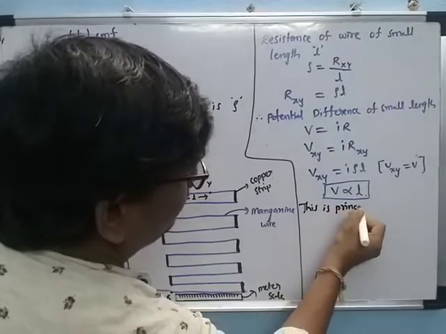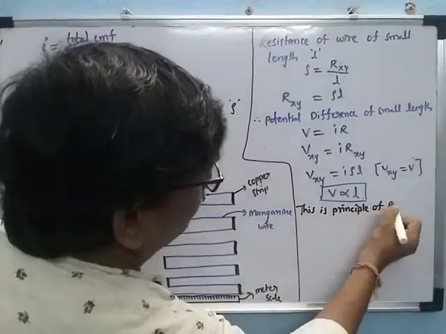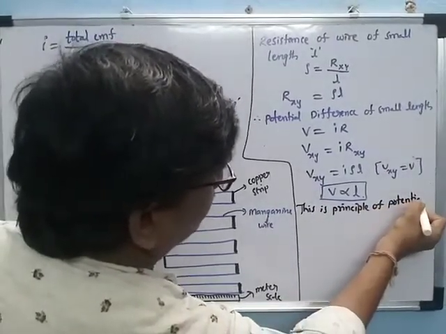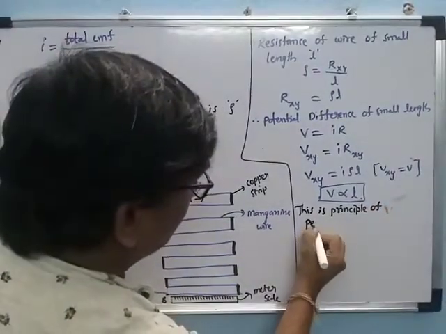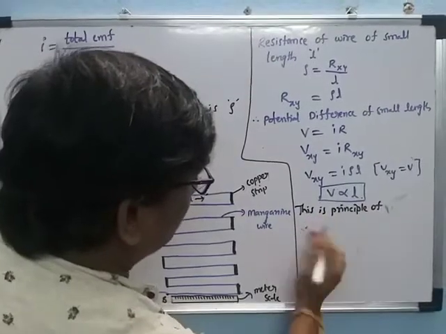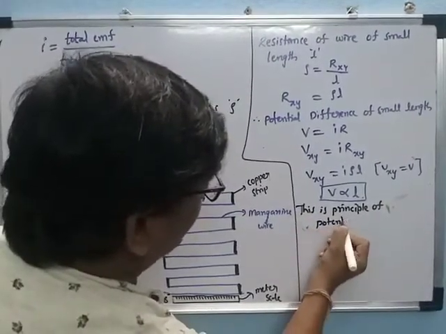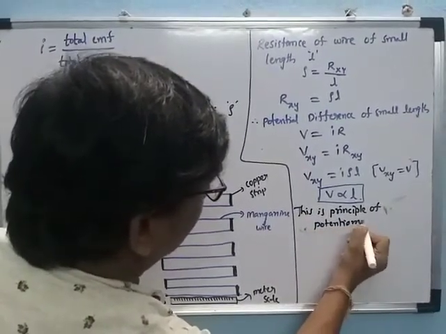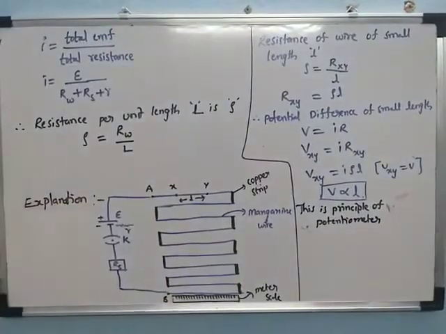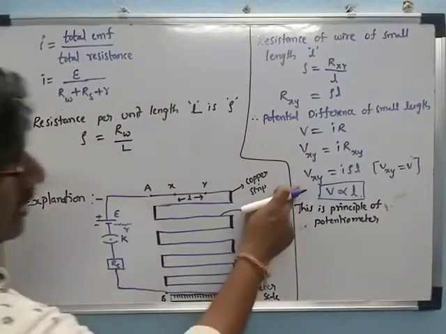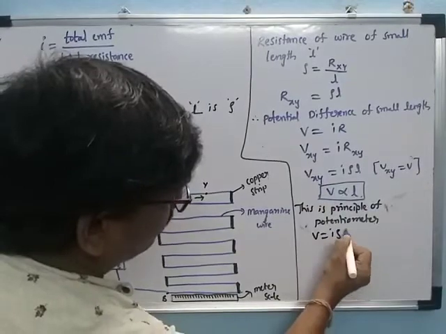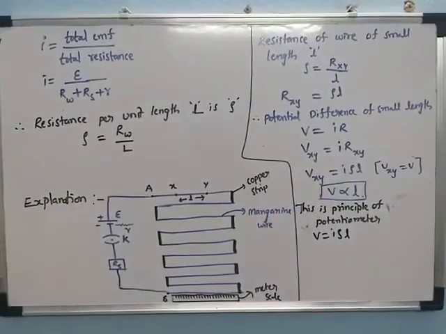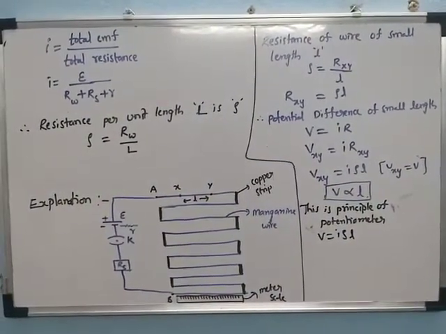This is the principle of potentiometer. Now in the above equation, V_xy is V equal to I into rho into L. That potential difference is nothing but current into resistivity into length.